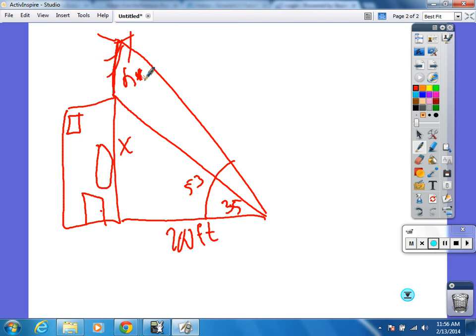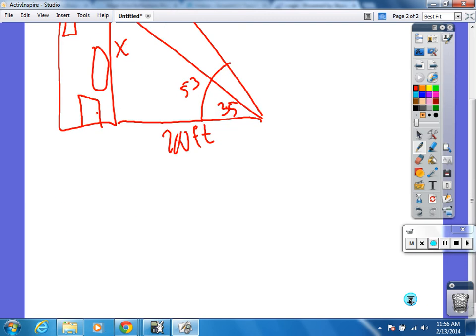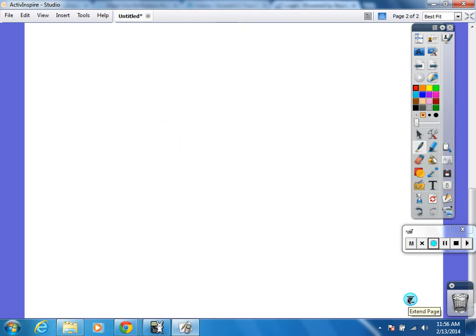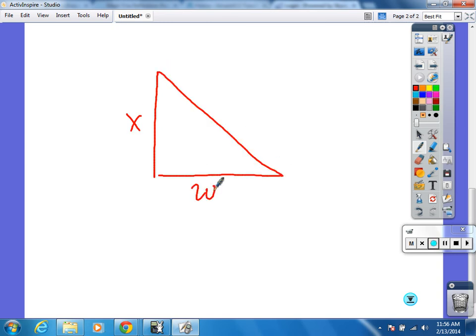Now with that being said, how many triangles do I have? I have two of them. I have the side with the building, which is x, over 200 feet, and notice that's 35 degrees, correct? Do we have a question there? Robert, which trig function am I going to use?